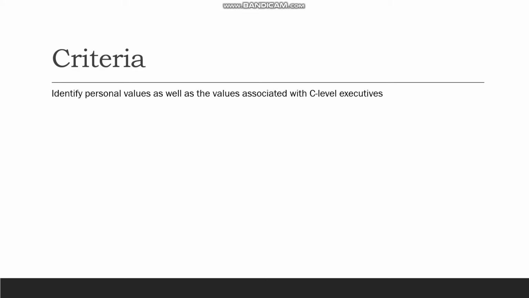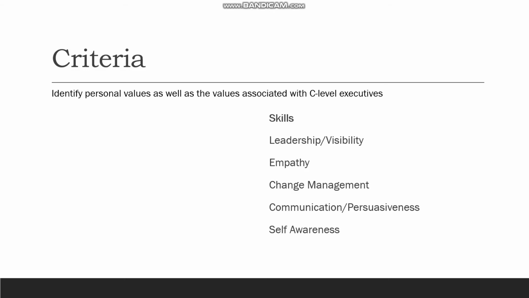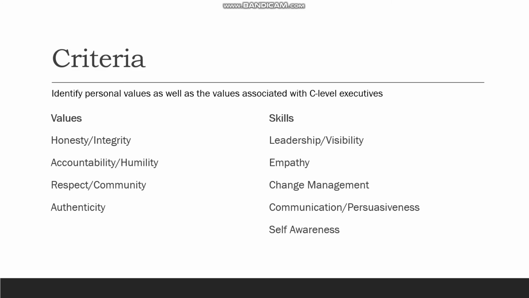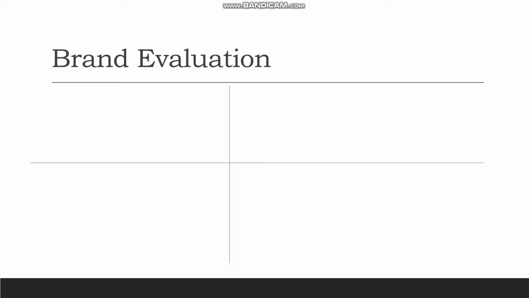My objective is an executive level sales and marketing position. Ashford 2020 identifies that the skills of leadership, empathy, change management and communication and self-awareness are the most sought after skills for the C-suite. Additionally, the values which I have important to me and supported by Gaines Ross 2015 identify the values of honesty, accountability, respect, and of course, authenticity. So how does my brand compare?